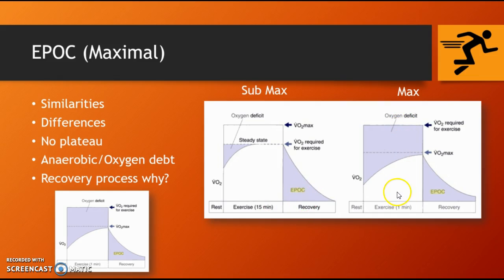Now if we look at the EPOC, comparing the EPOCs, basically for recovery, our submaximal doesn't take as long, but our maximal does. As you can see, there is a much steeper gradient on submaximal than there is on maximal. This is basically because our muscles are working a lot harder during maximal exercise than during submaximal.